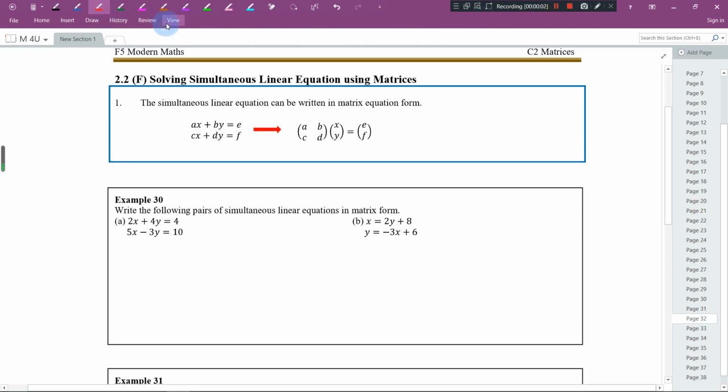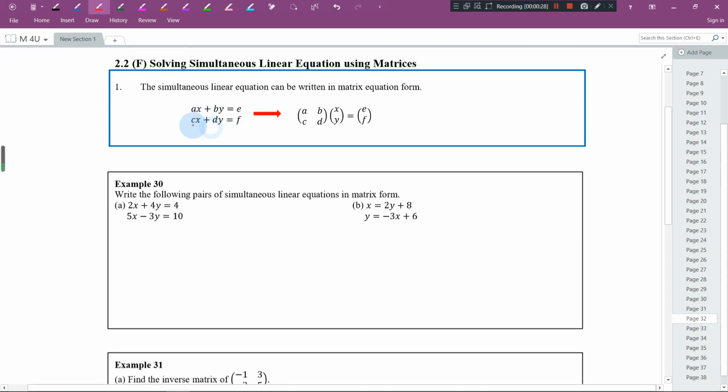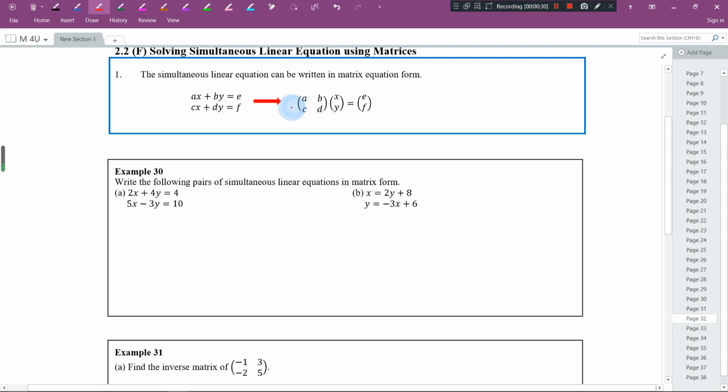Hi everybody, today let's look at how we solve simultaneous linear equations using the matrix method. First, we have to know how to write a pair of simultaneous linear equations in matrix form. For example, if you have a pair of simultaneous linear equations, ax plus by is equal to e, cx plus dy is equal to f. So how do we write this in matrix form?